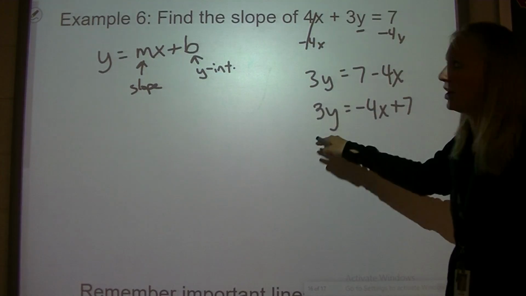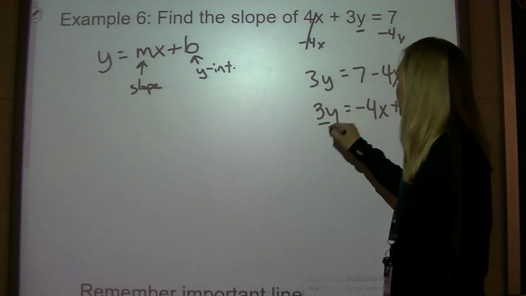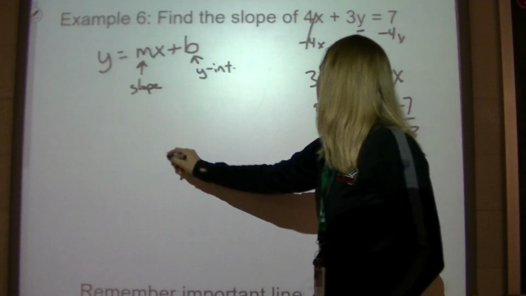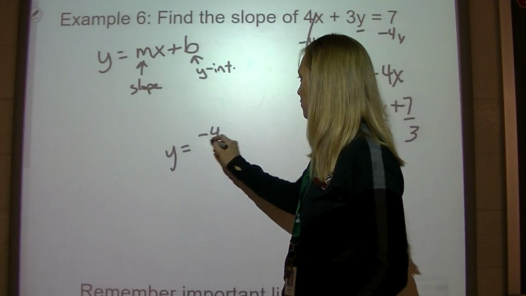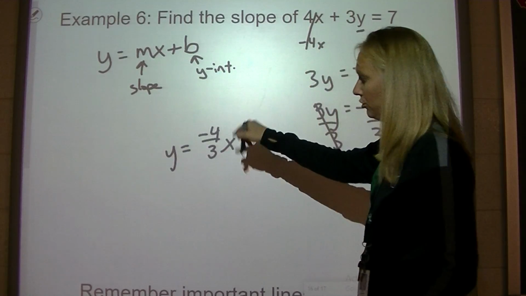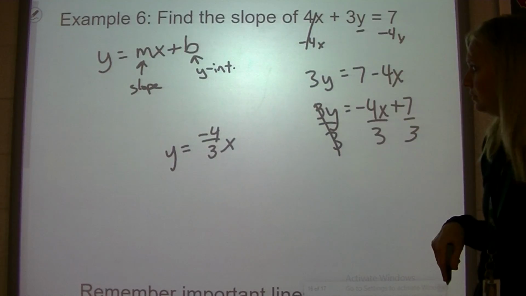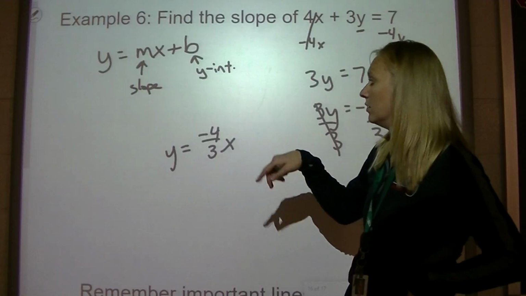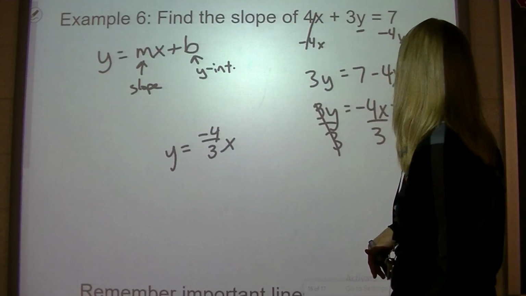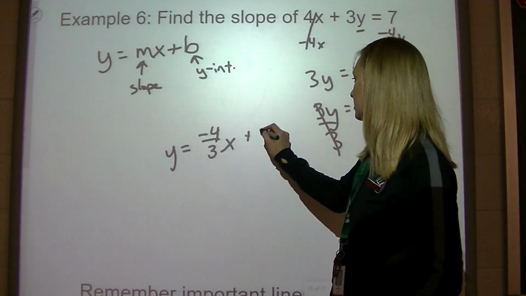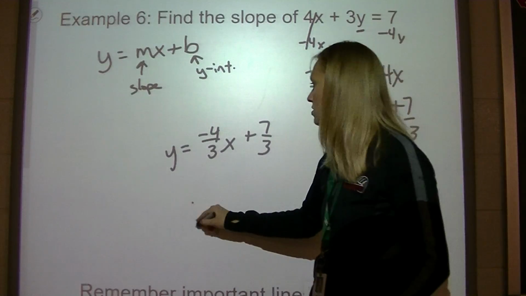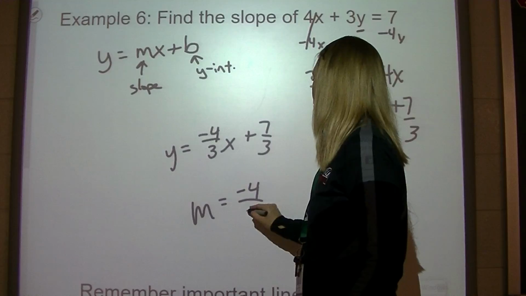Okay, now some of you might think we're done. We're not yet. This is 3y. I need y by itself. So we divide everything by 3. So we get y equals negative 4/3 x. Do not round it. Remember, because if we divide, it's going to be negative 1 and 1/3, negative 1.3 repeating. Keep it negative 4/3. Plus 7/3. I'm also going to keep that as 7/3. So what is our slope? m equals negative 4/3.